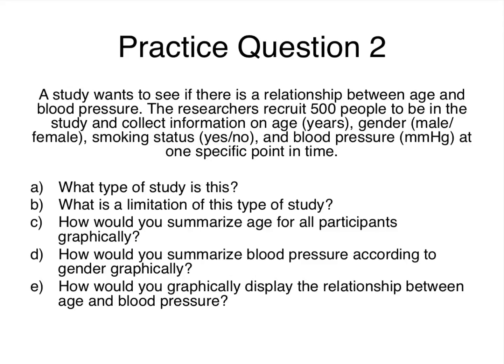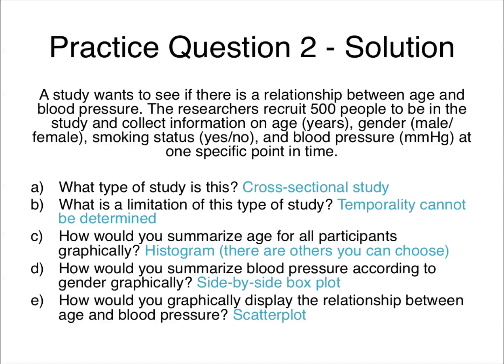Here's another question. A study wants to see if there's a relationship between age and blood pressure. The researchers recruit 500 people to be in the study and collect information on age, gender, smoking status, blood pressure at one specific point in time. What type of study is this? What is a limitation of this type of study? How would you summarize age for all participants graphically? And how would you summarize blood pressure according to gender graphically? And finally, how would you graphically display the relationship between age and blood pressure?